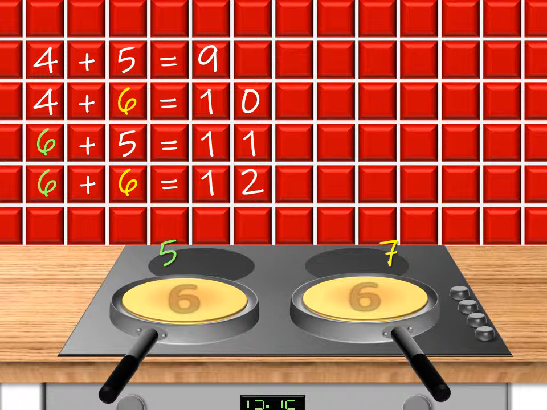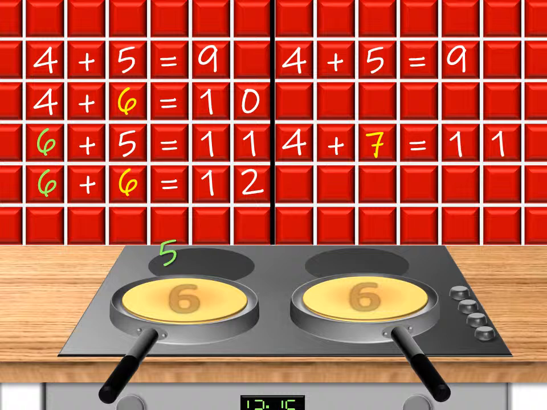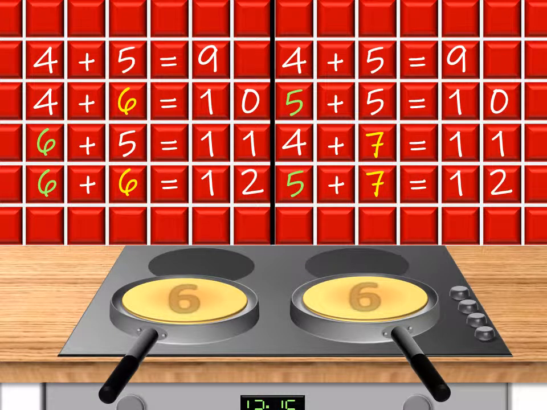Can we replace them in our calculations to make another set of numbers which work? Yes, we can. 4 add 5 still equals 9. 4 add 7, however, equals 11, and 5 add 5 equals 10, and 5 add 7 equals 12. With these calculations, we have answered the first part of the challenge and found out that there are two possible answers. The numbers on the reverse of the pancakes are either 6 and 6 or 5 and 7.